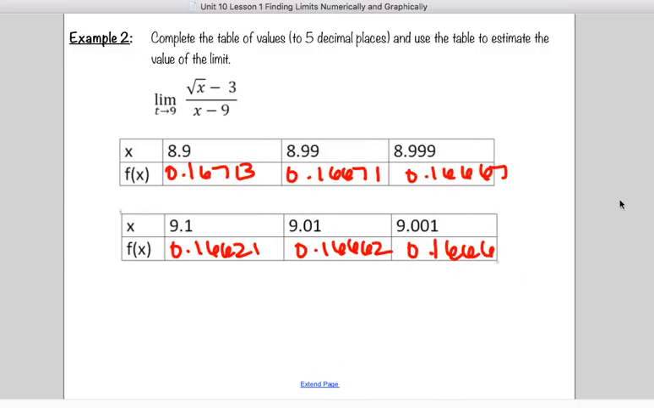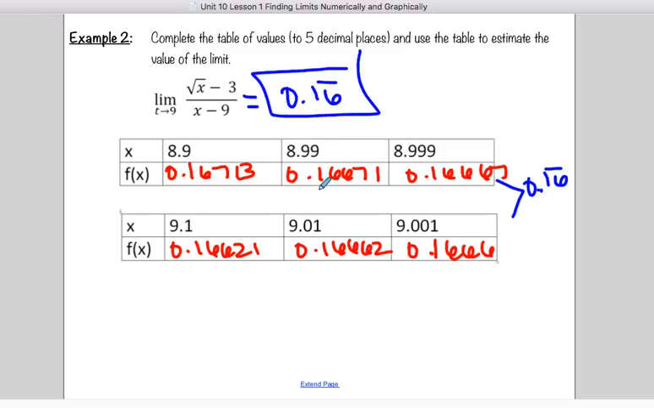And so, what does it look like it's getting closer to? We want 9. I would say 0.16 repeating. So my limit is 0.16 repeating. Okay, so there's example 2.